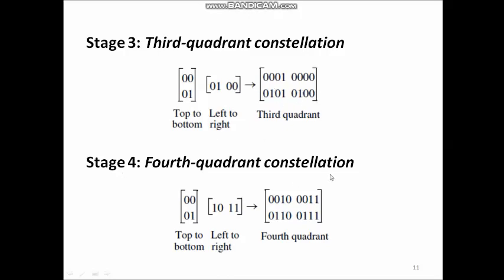Next, fourth quadrant constellation: 0001 of figure A and 1011 of figure B. Cartesian product will be 0010, 0011, 0110 and 0111. So using these 4 stages, find the 4 quadrant points.